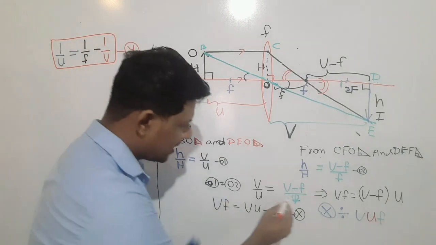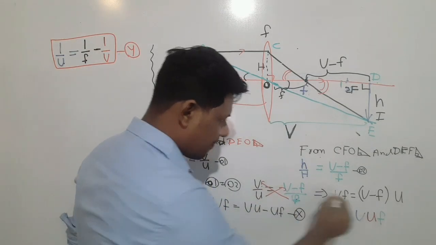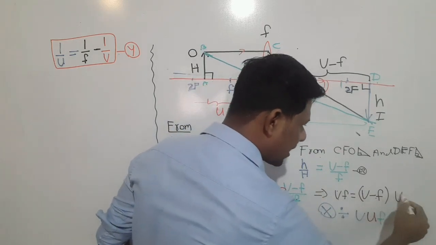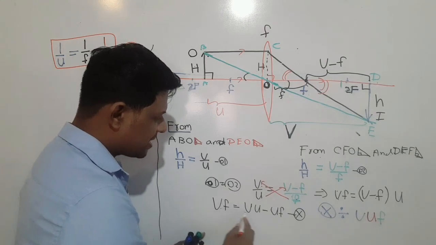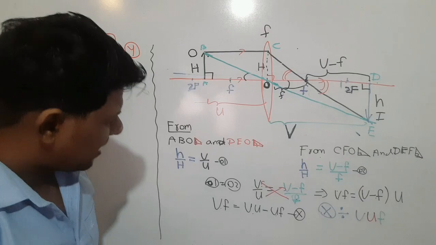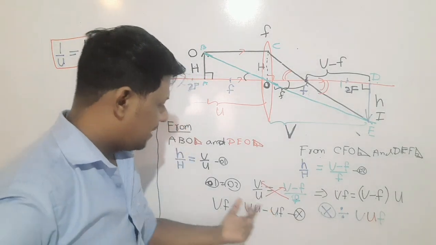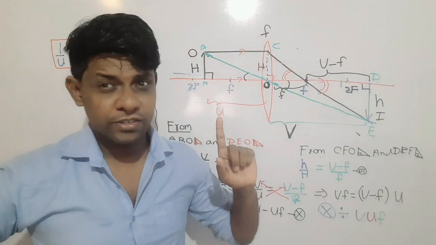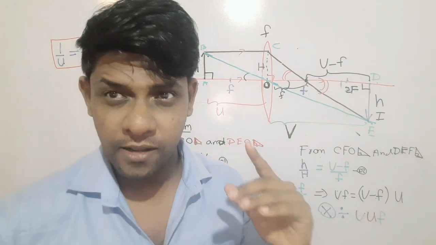Okay, now I'm going to cross multiply it out. V times F is equal to, in a bracket, V minus F times U. When I expand the bracket, I get VF equals VU minus UF. Now I get a certain weird result. It includes subtraction and multiplication. If I get one result at a time, it would be really helpful. How do I get one result at a time?